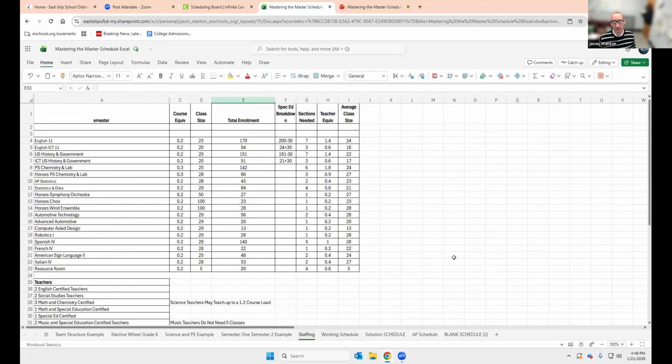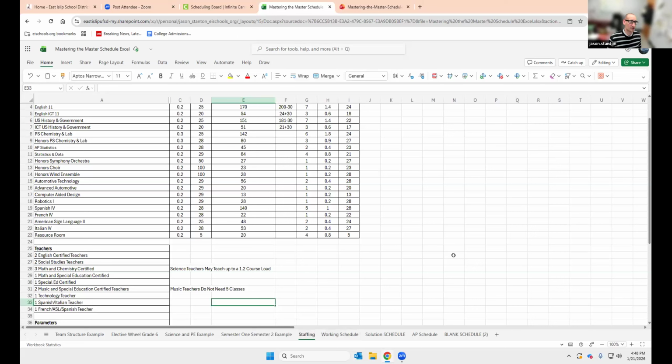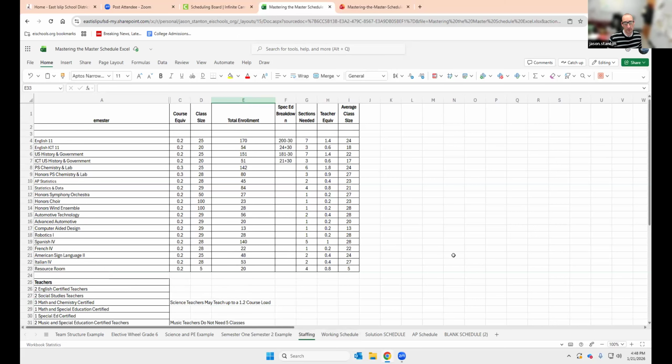This is an example of a staffing sheet. I will not take credit for that. This came from my now superintendent. He brought it with him when he came over 9 years ago.